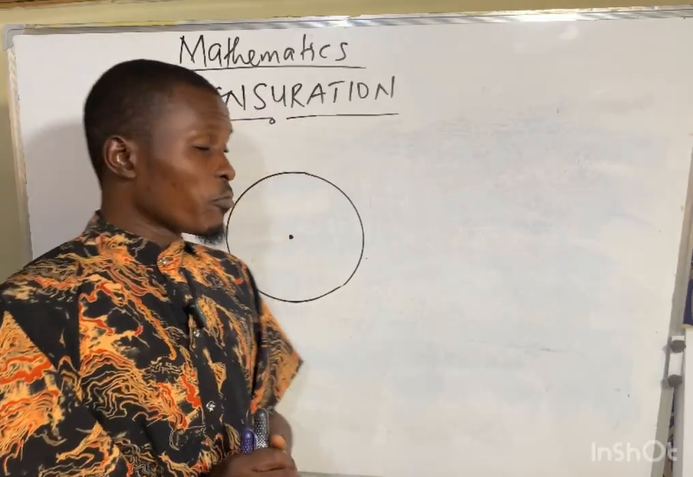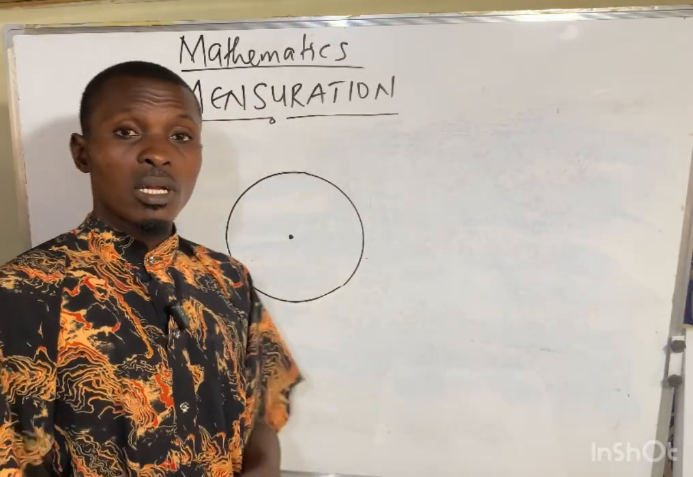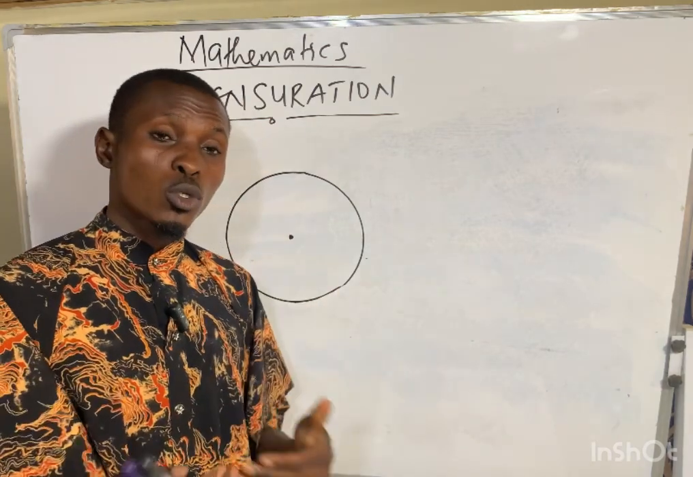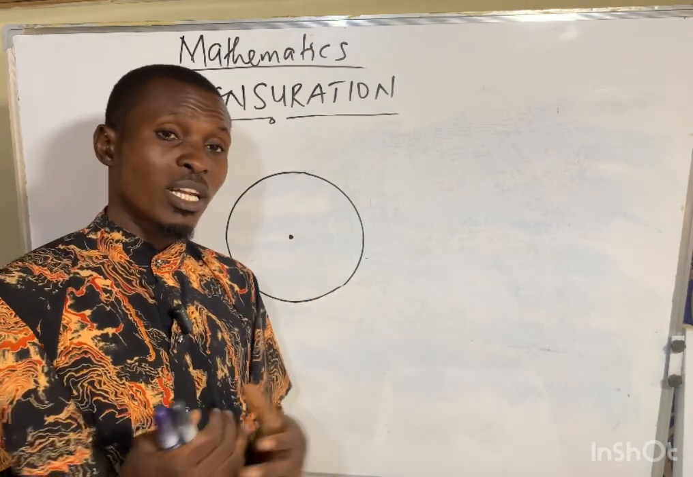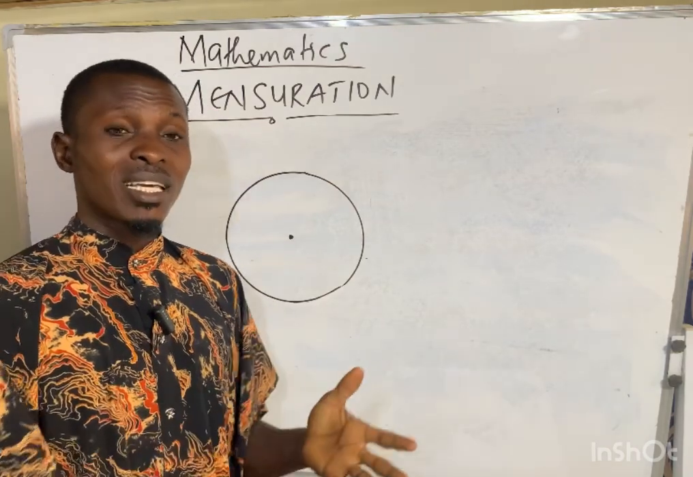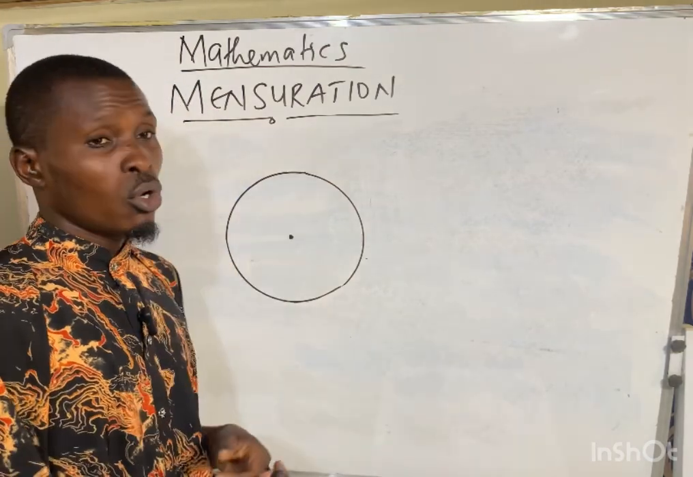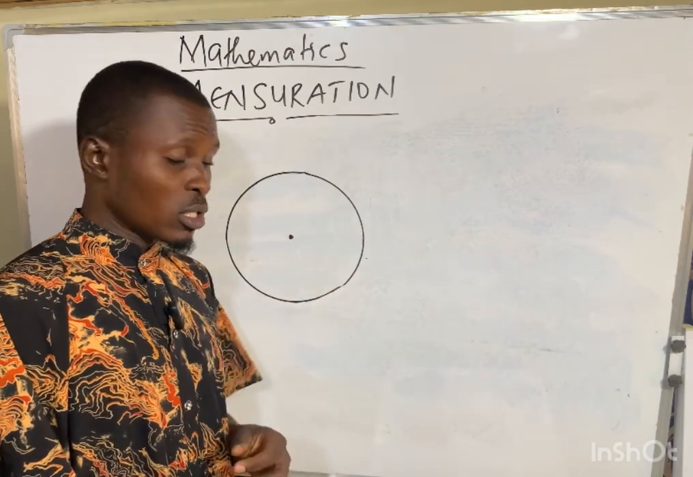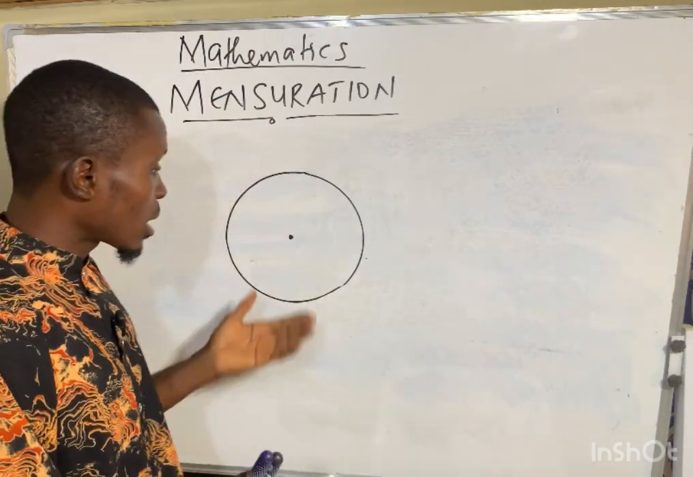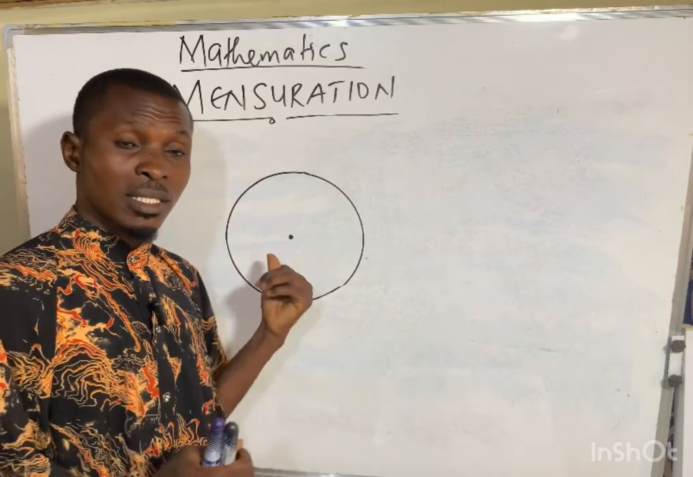All right, welcome viewers. In our previous lessons on mensuration, we recalled some basic formulas on plane shapes and solids, right? Which I said are the foundation for getting a proper understanding of this topic. Now, still on this topic, we're considering this circle with this radius and center.